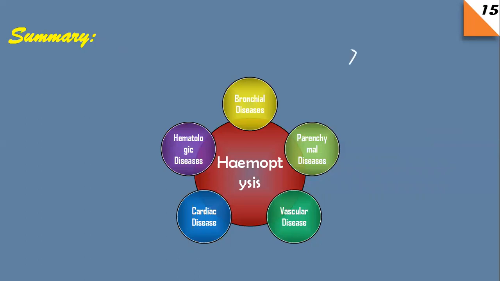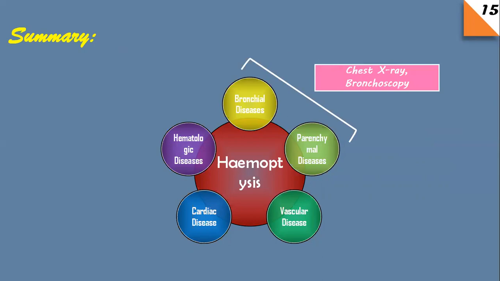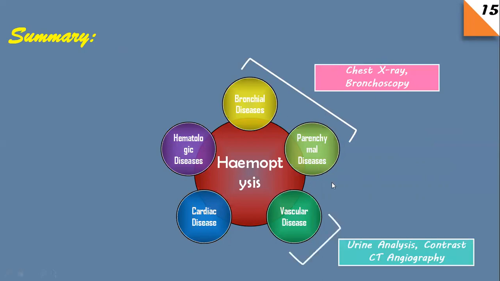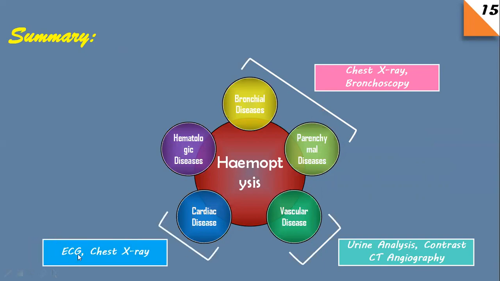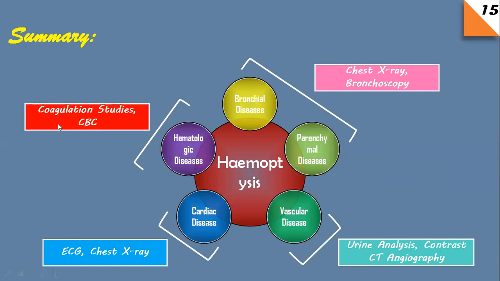If we suspect bronchial and parenchymal diseases, then it is most appropriate to perform a chest x-ray and bronchoscopy. But if we suspect a vascular disease, then we need to perform urine analysis and contrast CT angiography. In cases of cardiac diseases, an electrocardiogram itself is sufficient. However, it is wiser to perform a chest x-ray also. And in hematologic diseases, we need to perform coagulation studies, a complete blood count, and sometimes a differential leukocyte count as well. So this is the summary of the diagnostic tests we perform.